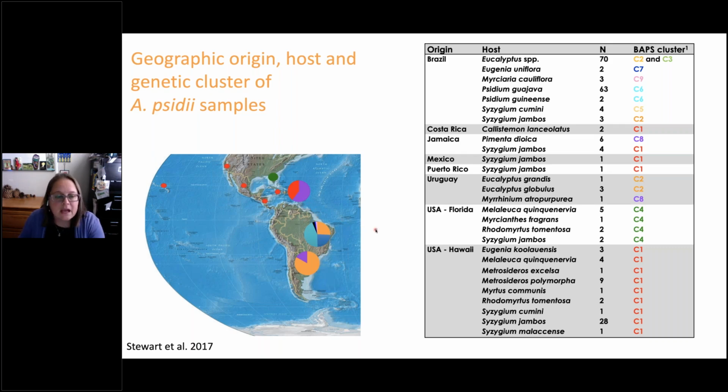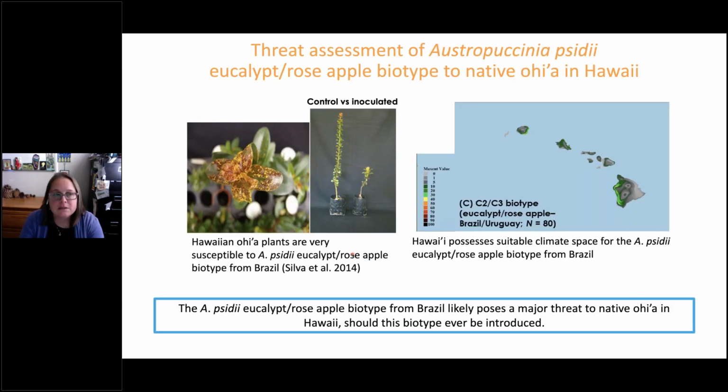So in Brazil, they actually have more genetic diversity, and in Uruguay they have been found to have the pandemic, the eucalypt and the guava biotypes. So basically they are geographically distributed as well. One thing that is worrisome is that we know that these different biotypes are going to behave differently on the landscape. And just because you have Austropuccinia psidii in your region doesn't necessarily mean you're not at risk if a different biotype were to be introduced.